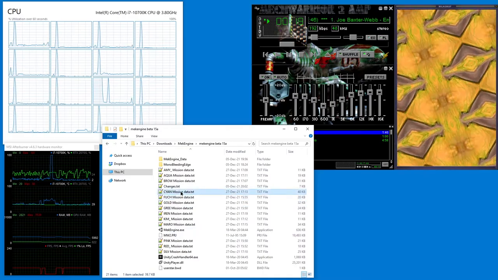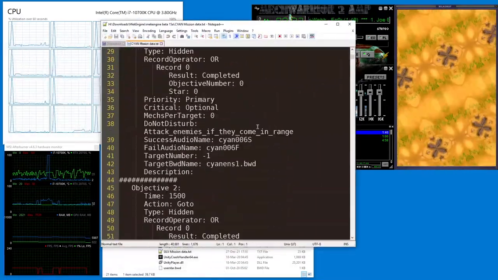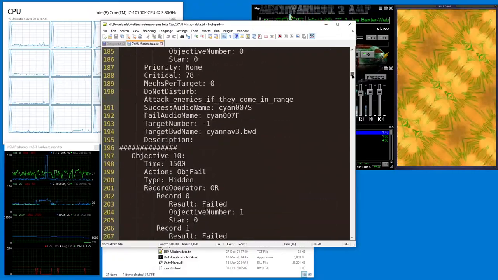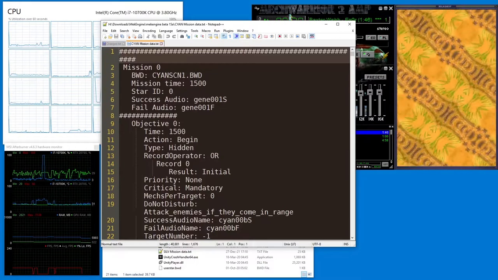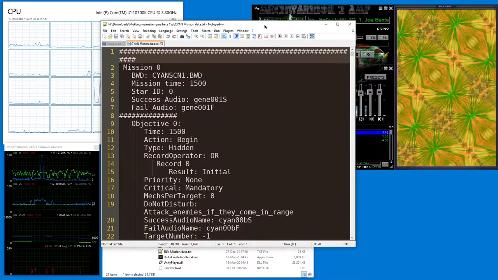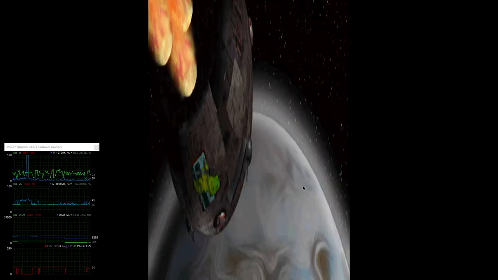Oh, interesting. There's mission data text files that kind of look like this. This certainly looks like a dump of the scene tree, if that's how you could call it in Unity. Anyways, let's start and try the other campaign. Jade Falcon, of course. So we did Clan Wolf all this time. Now let's check out Jade Falcon and also turn off the music.